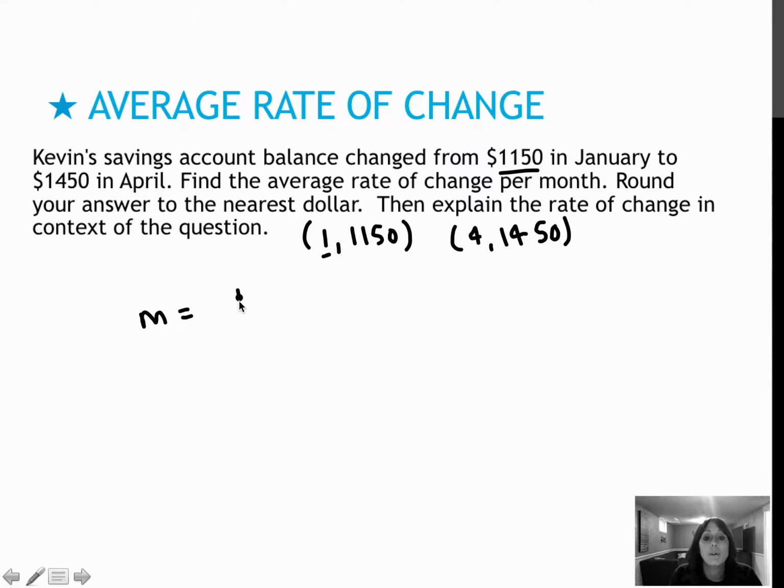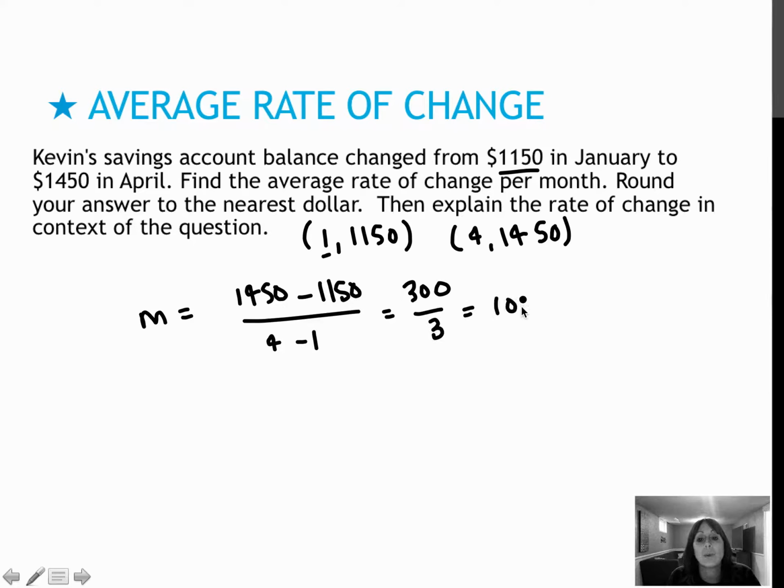Find the slope by 1450 minus 1150 over 4 minus 1. So 1450 minus 1150 is $300. 4 minus 1 is 3. I get my slope of 100, or 100 over 1. So that is my slope. Put it over 1 if it makes you feel better.